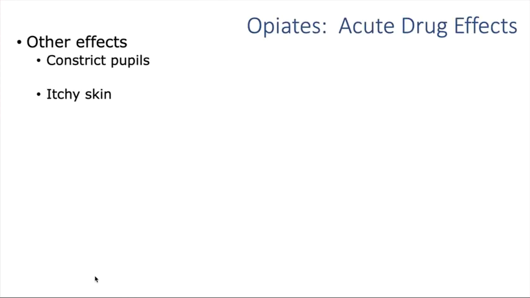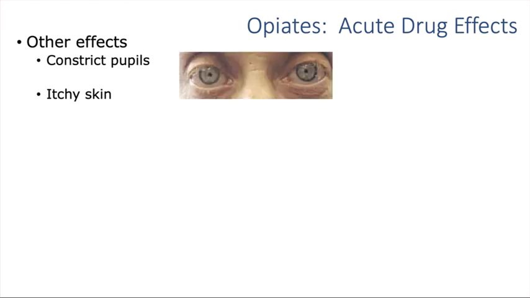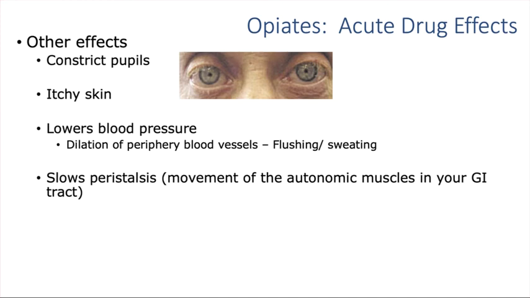Okay, so the acute drug effects that we usually see with opiates are constricted pupils and itchy skin. These very small pinpoint pupils will never go away. We do not develop a tolerance to it. It lowers blood pressure. It's causing a dilation of the peripheral blood vessels, so you can get flushing and sweating. It slows peristalsis, those movements of the muscles in your GI tract, which is going to cause the constipation we discussed, and bowel blockages that are going to lead to many of the hospital stays that we see with people who have an opioid problem.